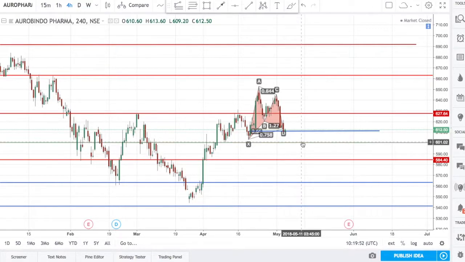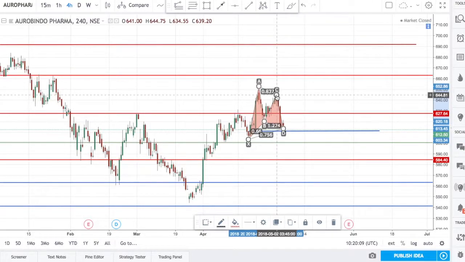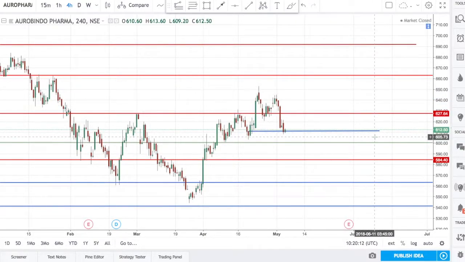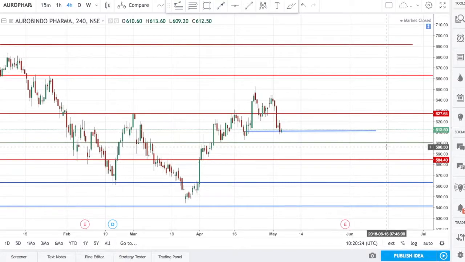But remember, if we have references, our conviction on the trade increases. So let's see if we can find any of them. For the time being, let me take this drawing out so that you get a clear view of the chart. This is our completion point on the pattern. Now let's look for references to support our trade.